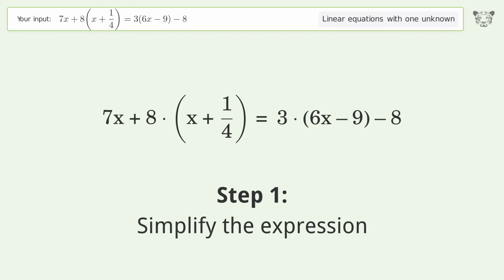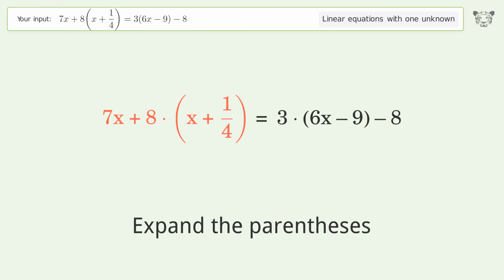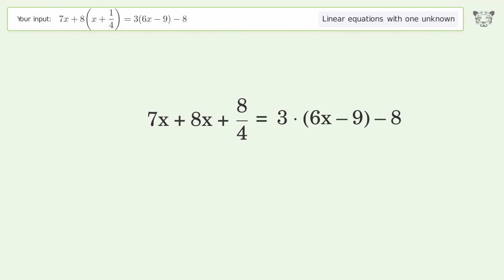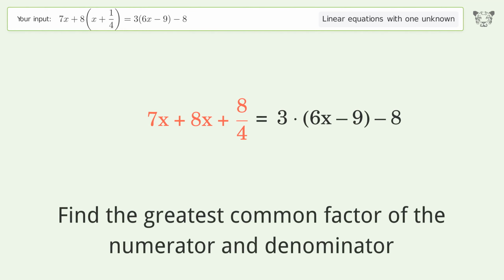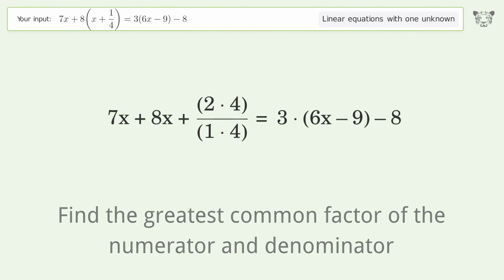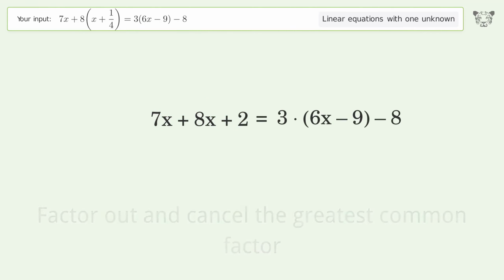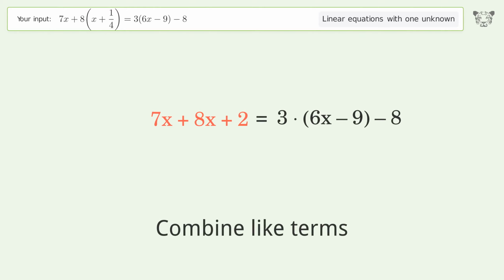Simplify the expression. Expand the parentheses. Simplify the arithmetic. Find the greatest common factor of the numerator and denominator. Factor out and cancel the greatest common factor. Combine like terms.